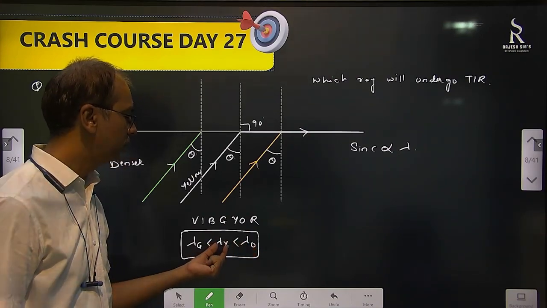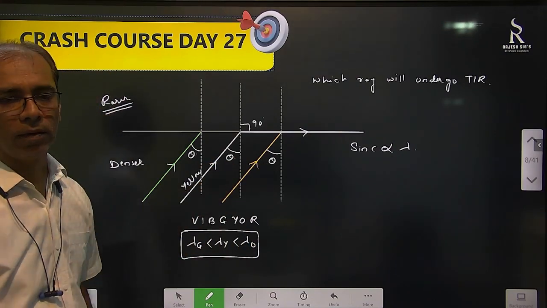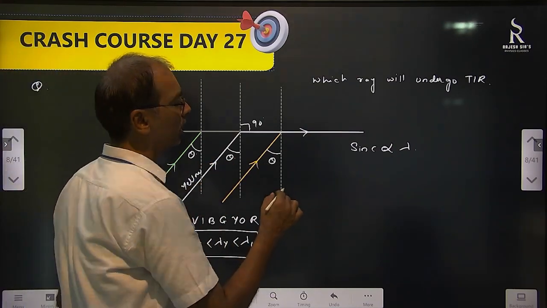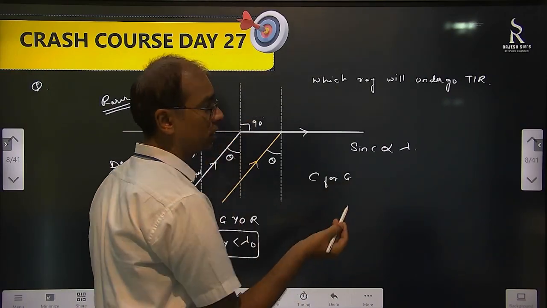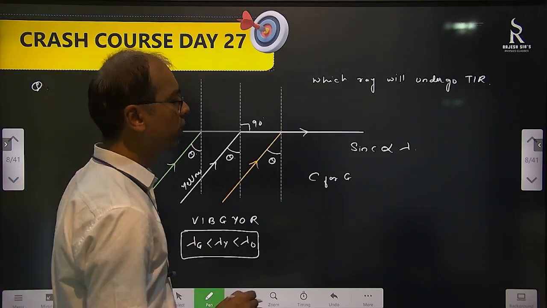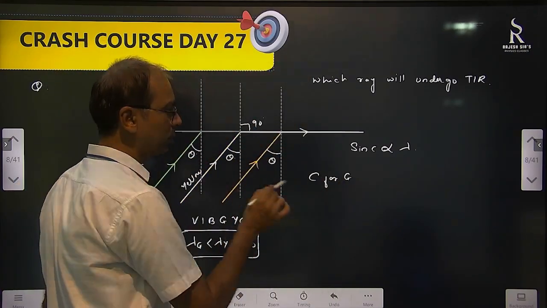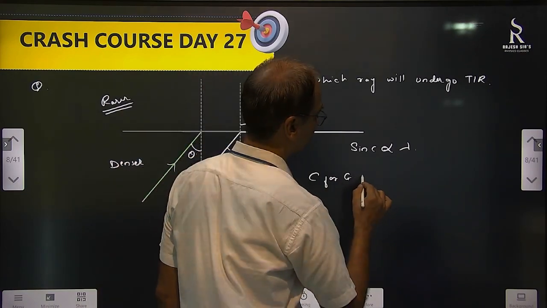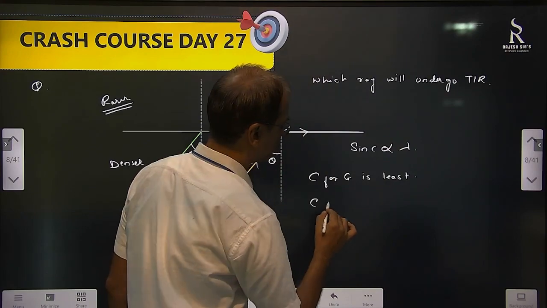Then lambda for yellow, then lambda for green. With this relation, I can say that C for green color, because it is proportional to lambda, is least in this particular problem. C for green is least and C for orange is max.